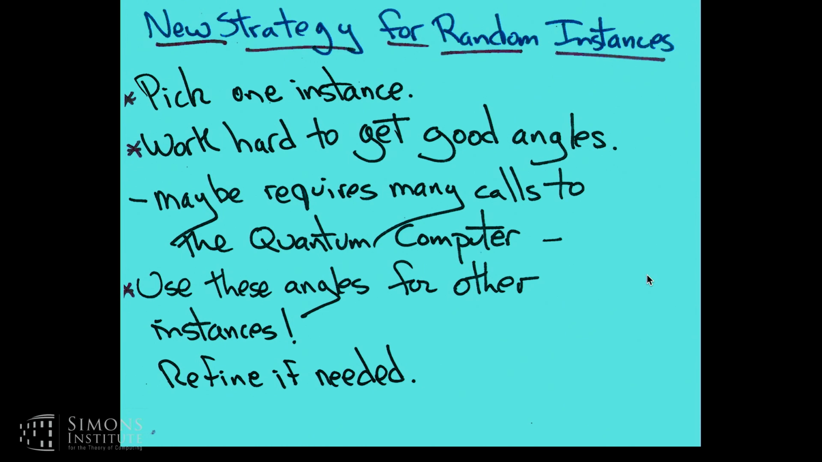All right, so a new strategy for random instances. So what you could do is pick one instance and work hard to get good angles. And maybe that requires many calls to the quantum computer, but then you can use these angles for other instances. So it gets rid of the outer loop, because once you've found good angles for one instance, you can use them for all of them. And that's very helpful in terms of your approach to this. And this works, because you saw my numerics. Does that make sense? Once you know that the best parameters for one instance are the same for the next instance, then you don't have to search again. And of course, it doesn't produce the string. You still need the quantum computer to make the string.